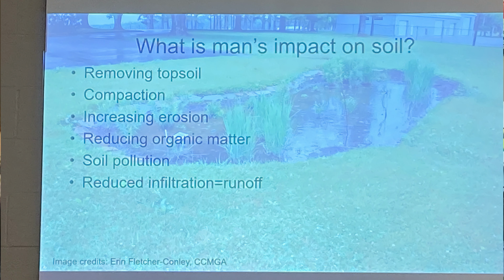What is man's impact on soil? Removing topsoil, compaction, increasing erosion, reducing organic matter, soil pollution, and reduced infiltration equals runoff. If you've been watching the news, if you're in my country, we just had a devastating hurricane that has wrecked the east, especially North Carolina, and a lot of that was runoff water.